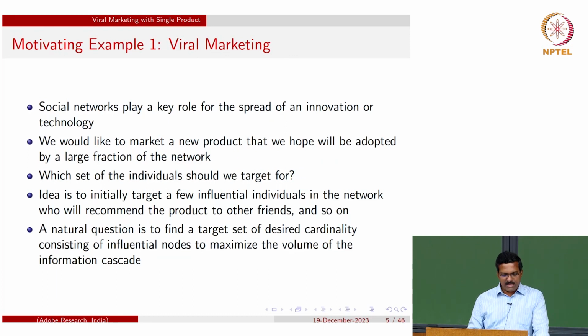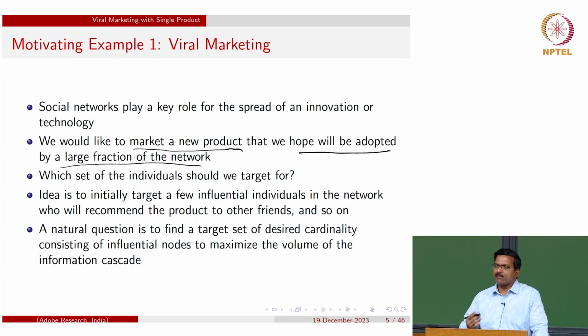So now the problem is, I am just trying to define this a bit more formally. So consider this marketing setting of a company introducing a product into the market, and we hope that it will be adopted by a large fraction of potential buyers, right? The buyers' network is available at our disposal. I am like an Amazon or Walmart kind of organization, for instance. And which set of individuals should we target, right?